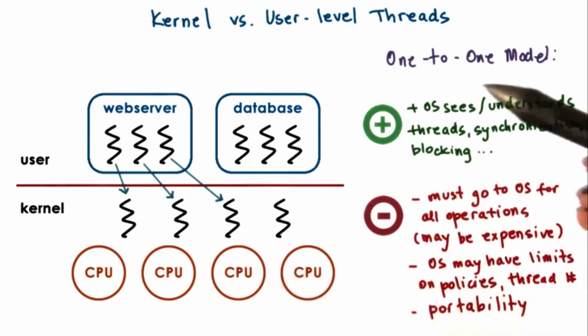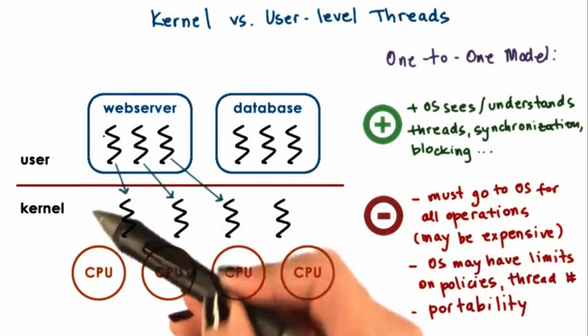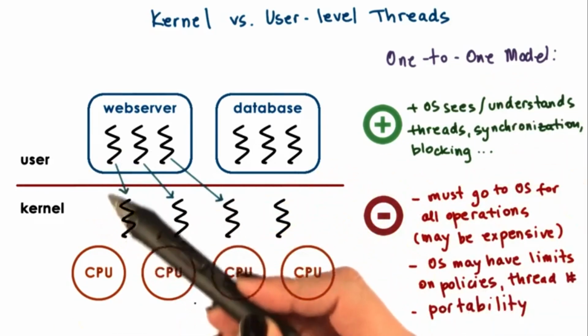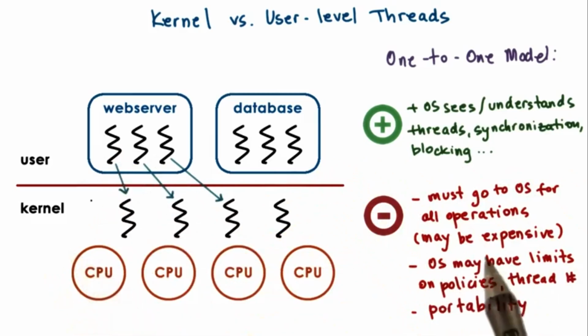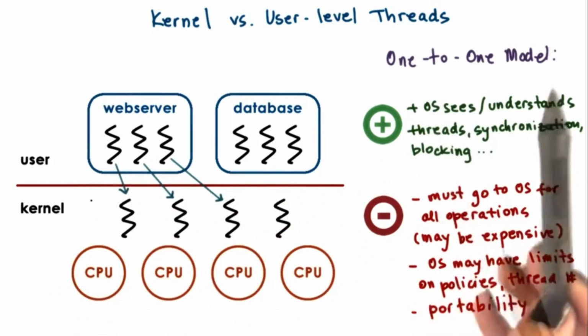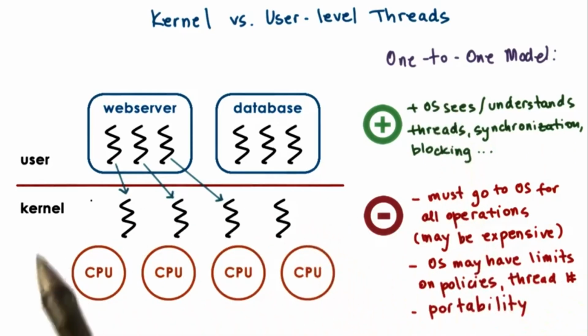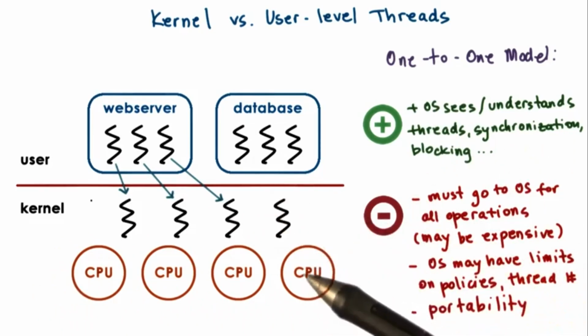The downside of this approach is that for every operation, we have to go to the kernel. So we have to pay the cost of a system call, of crossing the user-to-kernel boundary. This, we discussed already, could be expensive. This model also means that since we're relying on the kernel to do the thread-level management, synchronization, scheduling, etc., we are limited by the policies that are already supported at the kernel level.